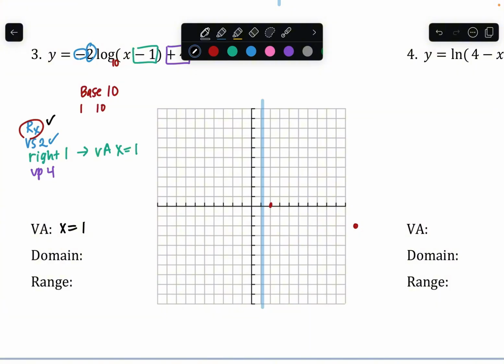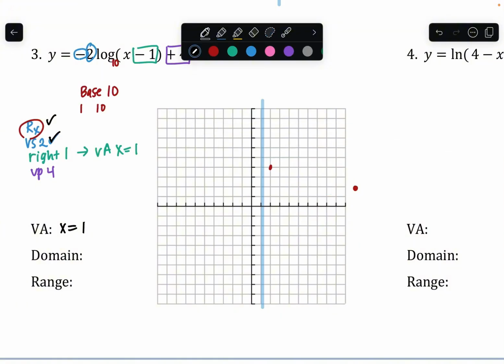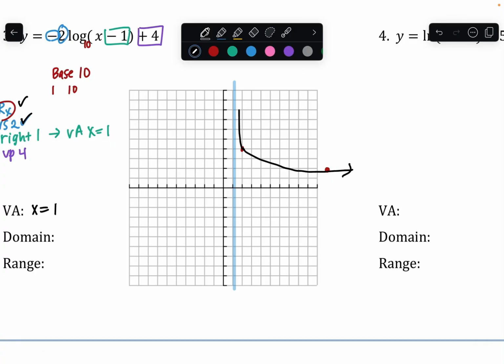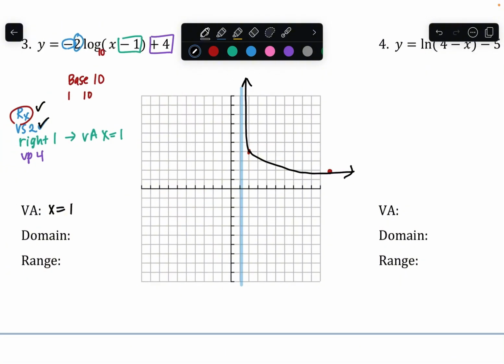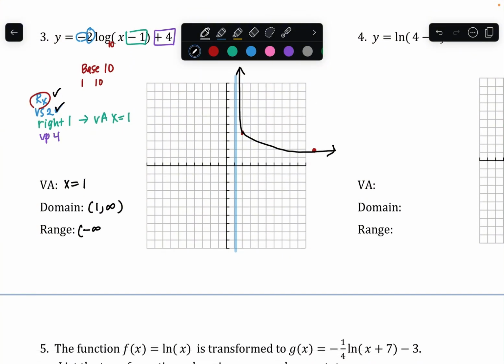So we have our reflection, we have our vertical stretch by 2, we've already done the right one, now we just need to shift these up 4. So 1, 2, 3, 4. Okay, and so because of the reflection across the x-axis, our function, if you're pretending it's like square root, is going to be upside down, and then its tail is going up towards the asymptote. That's how you're going to recognize the reflection. Okay, we're still to the right of the asymptote, so our domain is 1 to infinity, and then our range is all real numbers all the time.